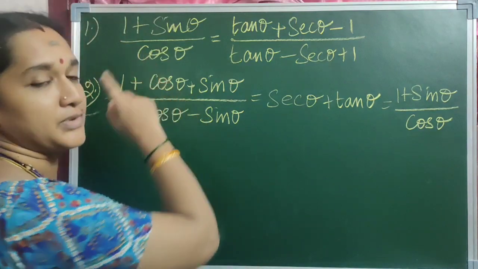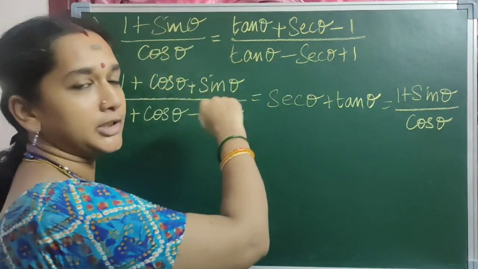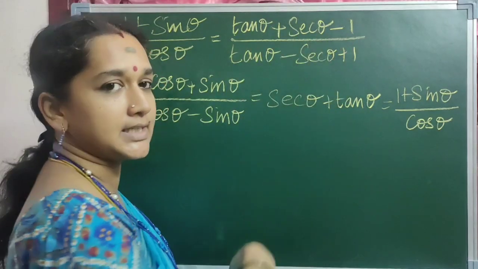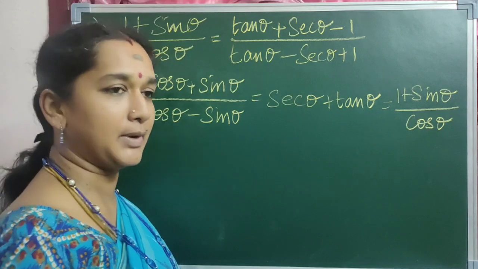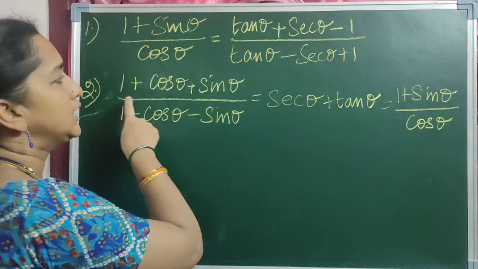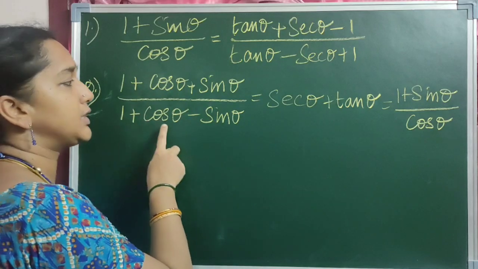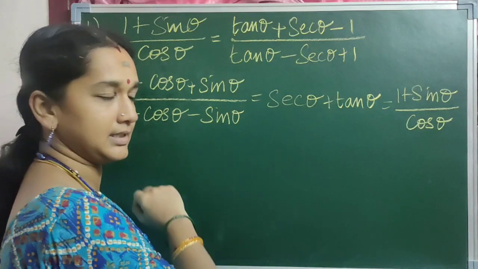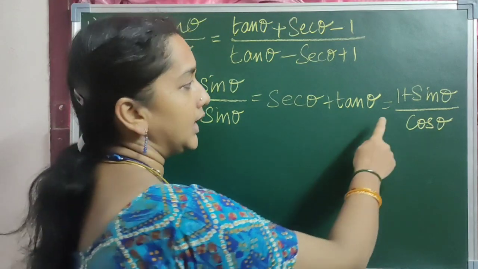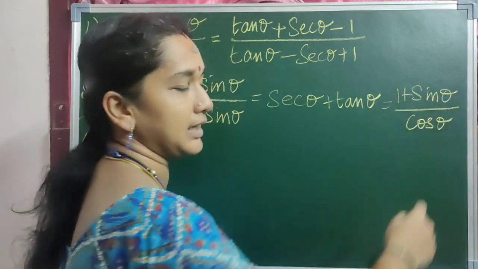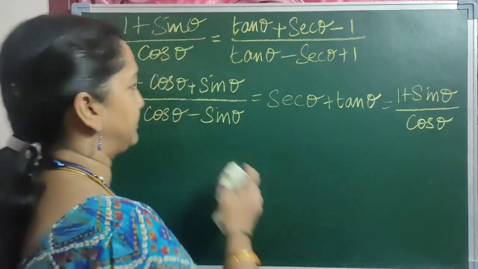Okay. First sum, (1 plus sin theta) by cos theta is equal to (tan theta plus secant theta minus 1) by (tan theta minus secant theta plus 1). Second sum, (1 plus cos theta plus sin theta) by (1 plus cos theta minus sin theta) is equal to secant theta plus tan theta, which is equal to (1 plus sin theta) by cos theta. Okay, now we'll do the first sum.